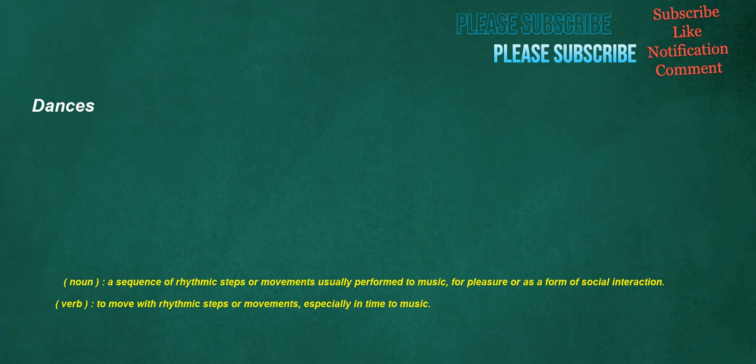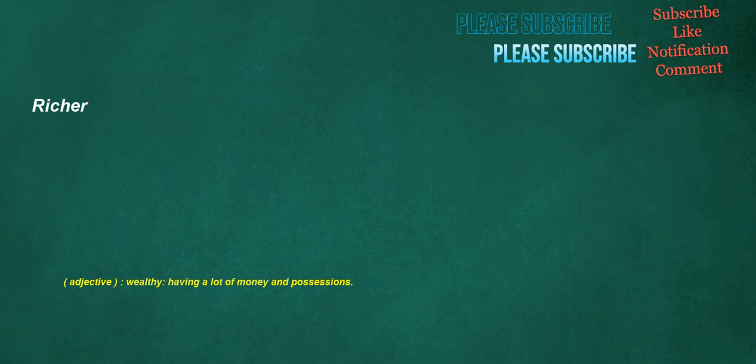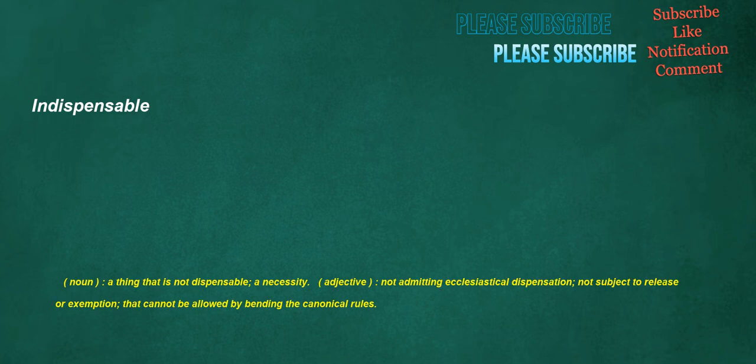Verb. To move with rhythmic steps or movements. Especially in time to music. Richer. Adjective. Wealthy. Having a lot of money and possessions. Indispensable. Noun. A thing that is not dispensable. A necessity. Adjective. Not admitting ecclesiastical dispensation. Not subject to release or exemption. That cannot be allowed by bending the canonical rules.